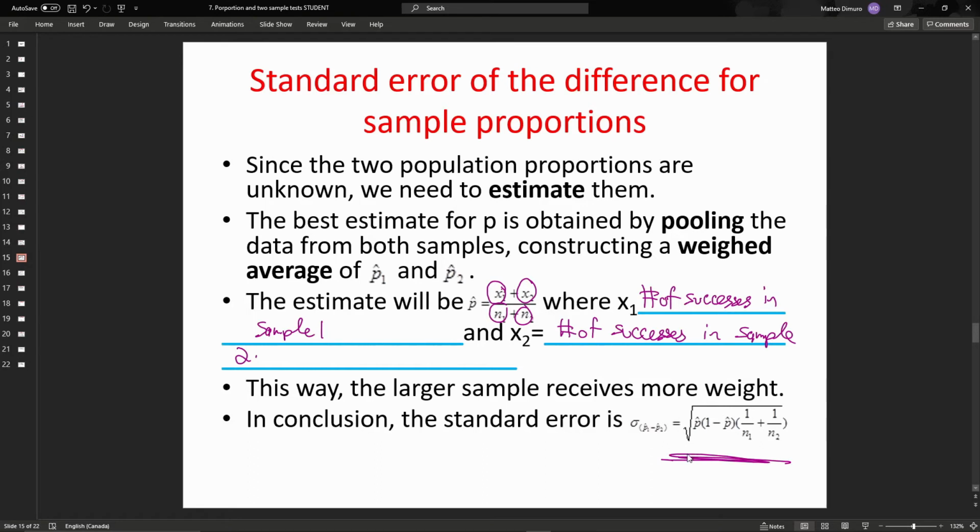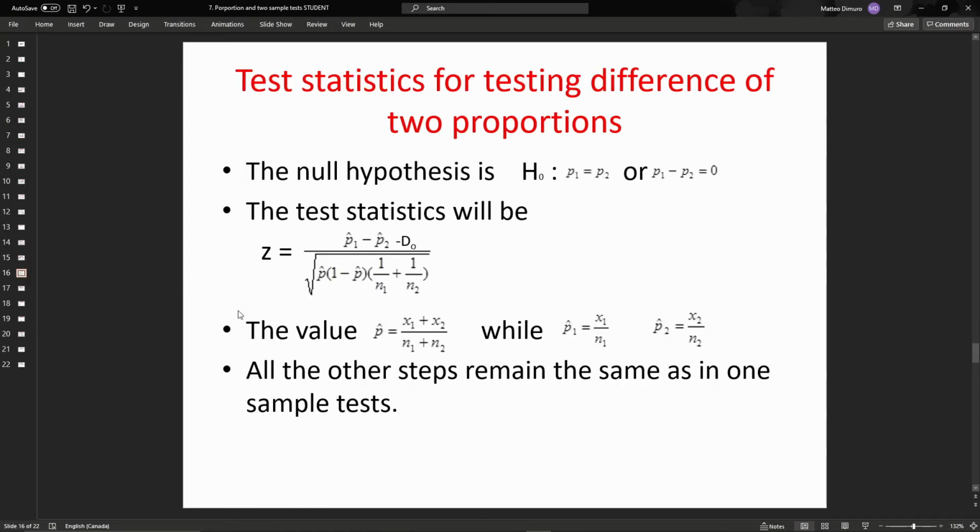So remember, standard error is the standard deviation. So we're factoring in this calculation that we just talked about, and then 1 minus p hat, and then 1 over n1 plus 1 over n2. It's great. So what do you guys care about? Well, what's the formula?